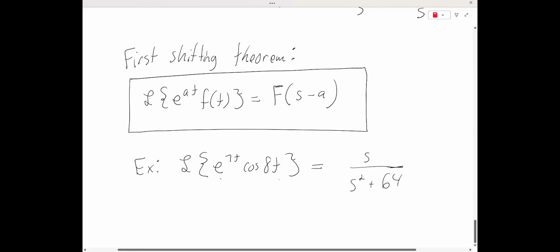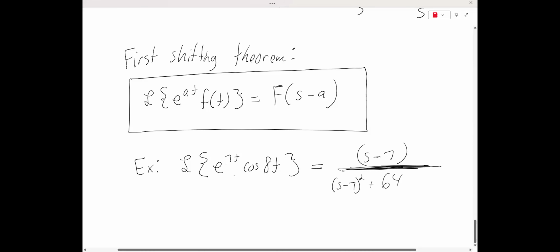And what this says then, with this e to the 7t in front, in this case the a is 7 here. Okay, so the a is 7. So what you do here, you take the s and replace it with s minus 7. So I put s minus 7 here, and then also here, s minus 7, like that. Okay, that's the shifting theorem, how it works. So basically, you find the Laplace of this here, but then you take the s and replace it with, in this case, s minus 7, like that.